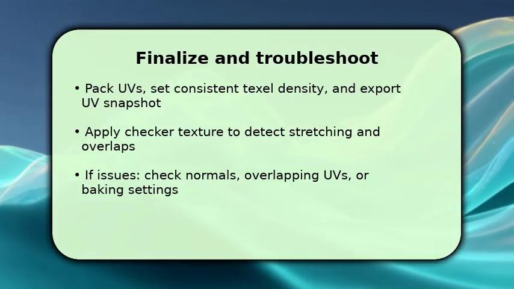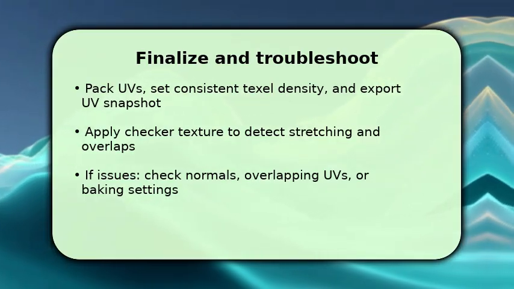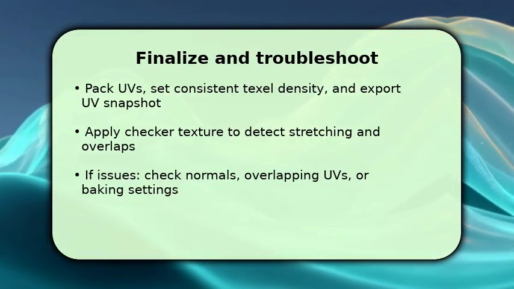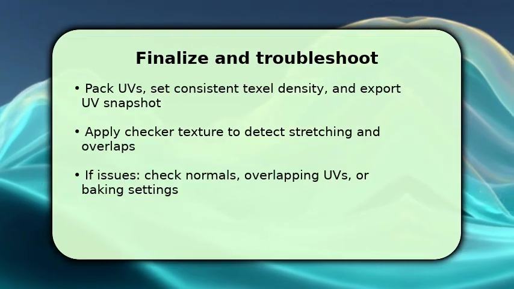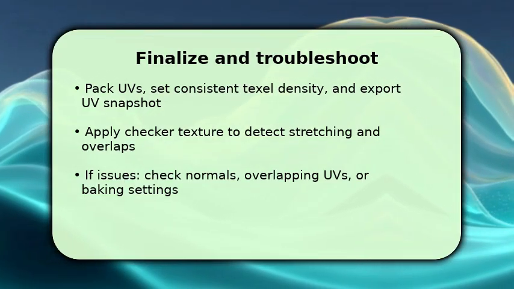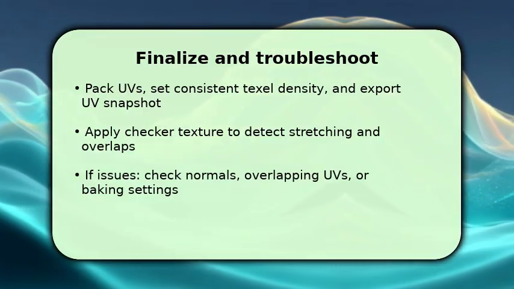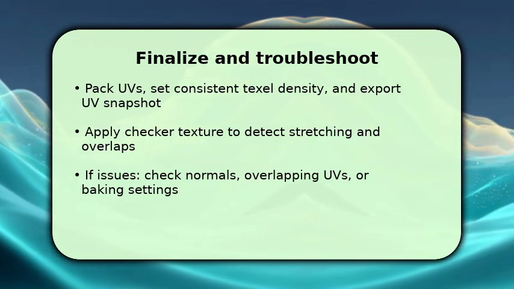Once packed, export a UV snapshot or apply a checker material to inspect seams, stretching, and overlaps. Scale shells as needed. If you hit problems, check normals orientation, remove overlapping UV shells, and verify transfer sampling settings. If baking or painting artifacts remain, recalibrate your projection or reproject small areas, then rerun unfold.